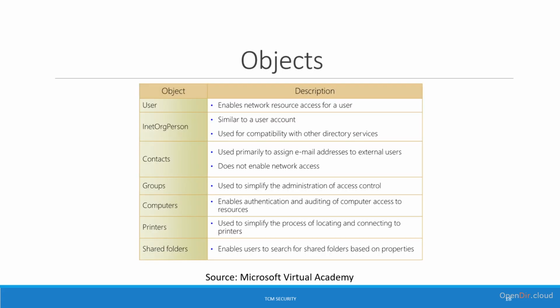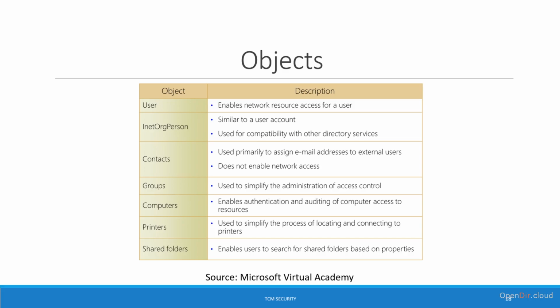So objects are what's going to be inside of our OUs, our organizational units. We're going to have these different objects. So a user can be an object, a group can be an object, a computer, printer, shared folders. You see all these things in this list, they can be objects.